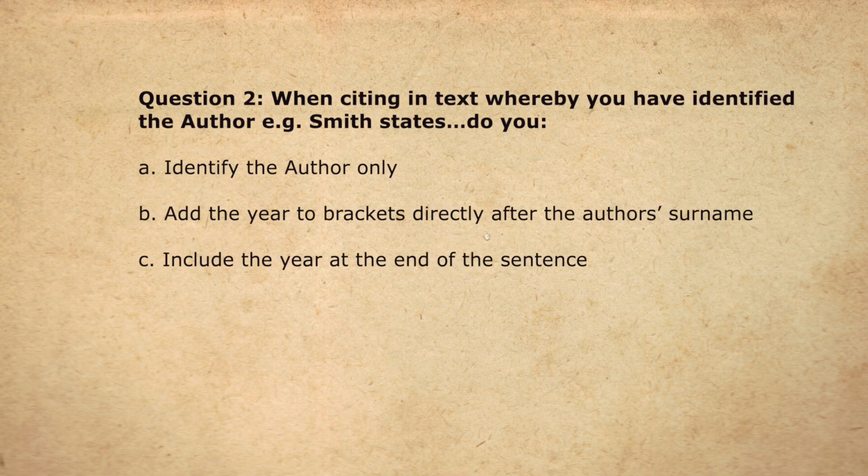Question number 2. When citing in text, where you have identified the author, for example, given Smith states, do you A. identify the author only, B. add the year in brackets directly after the author's name, or C. include the year at the end of the sentence? The correct answer is B. You add the year in brackets directly after the author's surname.